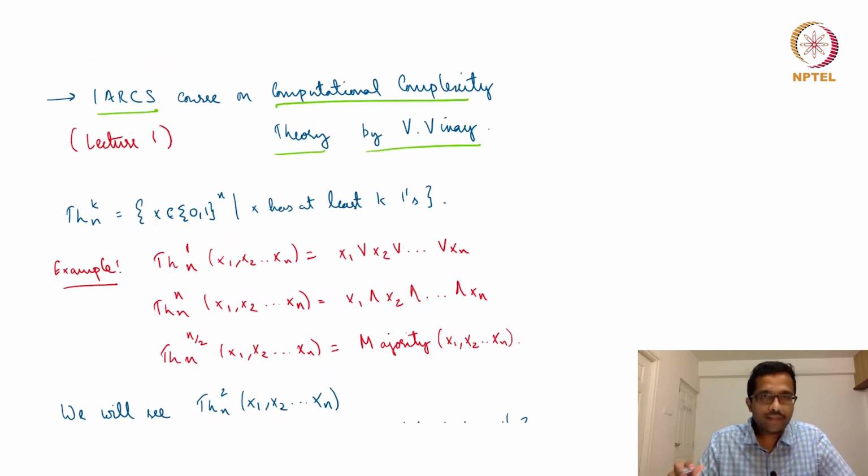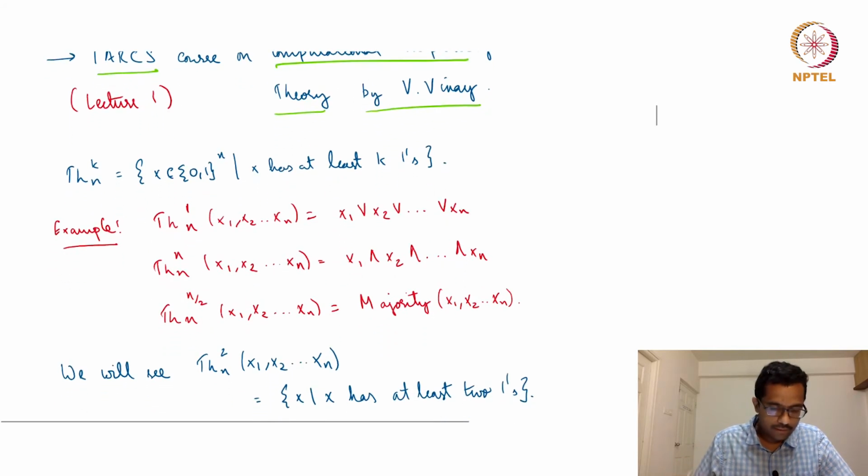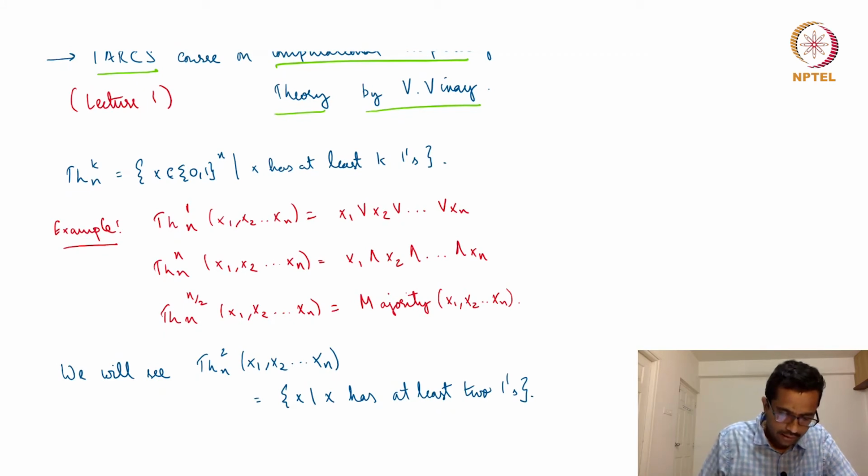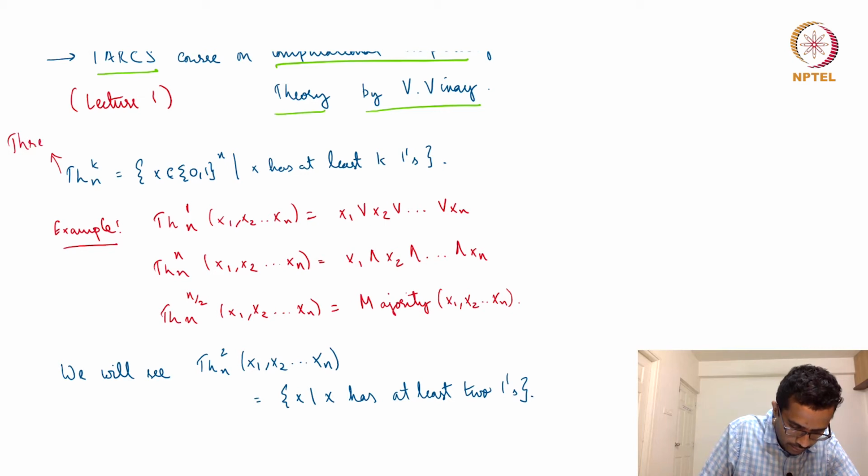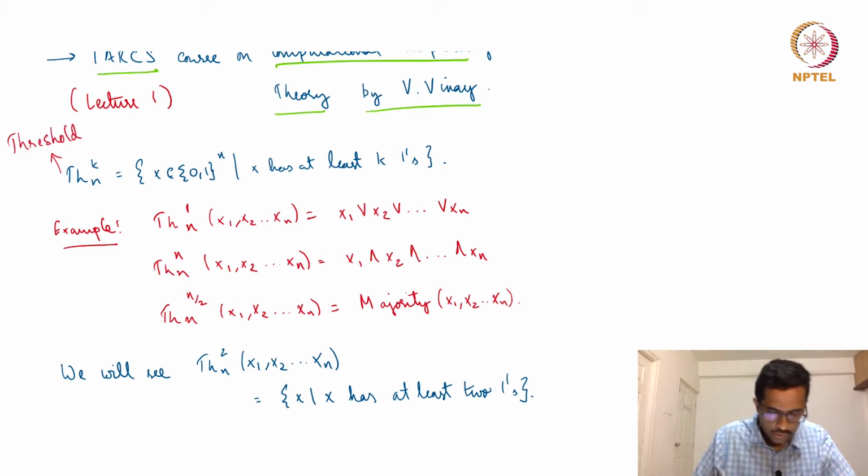Right. So what is the language that we are going to consider? The language that we are going to consider, in fact, it's a family of languages called TH_n^k. TH stands for threshold. So this is the set of all n bit strings that have at least k ones.